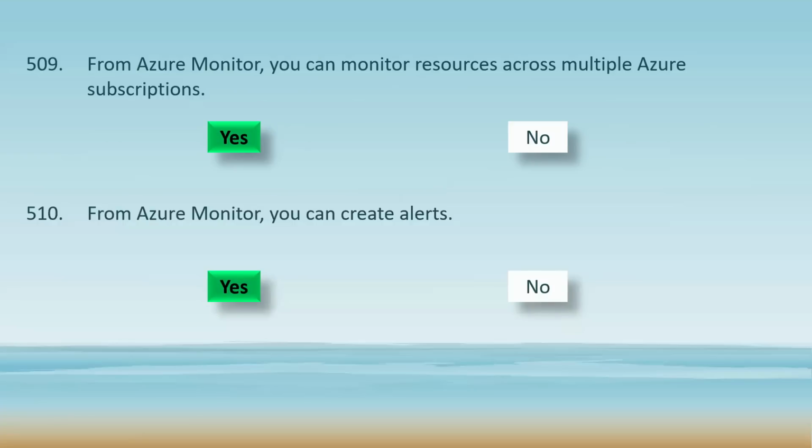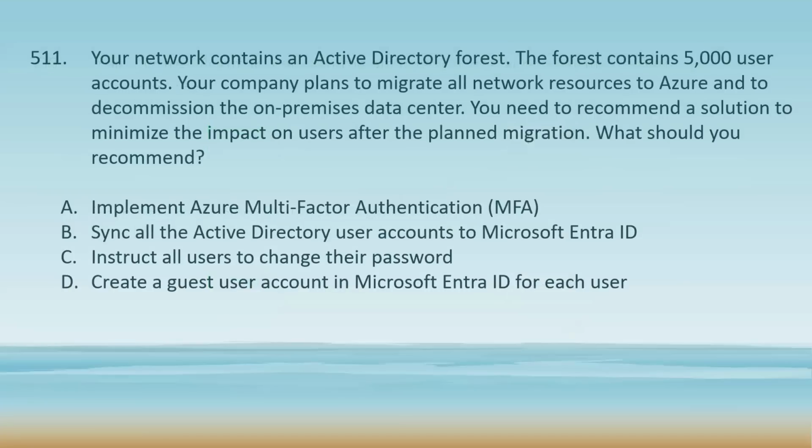Let's look at question number 511. Your network contains an Active Directory forest. The forest contains 5,000 user accounts. Your company plans to migrate all network resources to Azure and to decommission the on-premises data center. You need to recommend a solution to minimize the impact on users after the planned migration. What should you recommend? Your options are implement Azure multi-factor authentication, sync all the Active Directory user accounts to Microsoft Entra ID, instruct all users to change their password, create a guest user account in Microsoft Entra ID for each user.